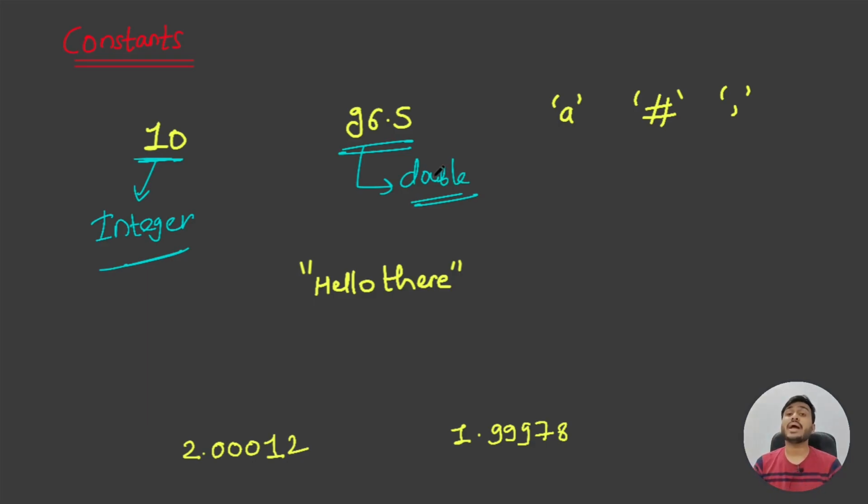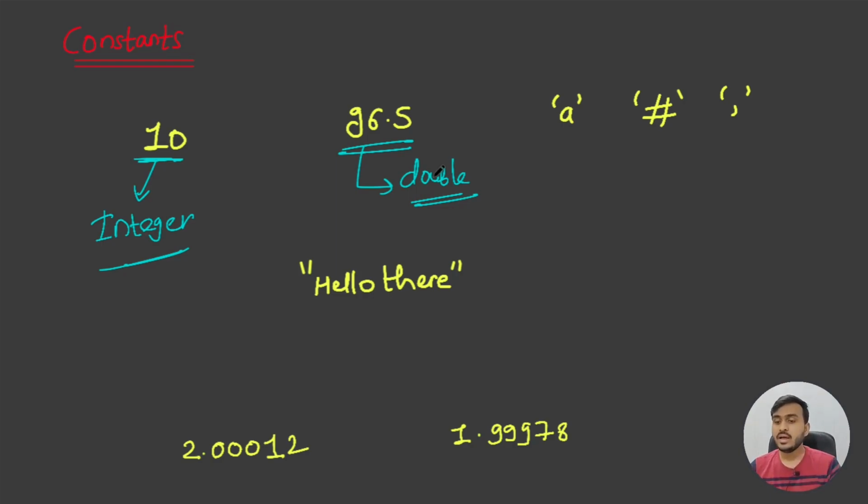Okay, now you might be having this question in your mind, why it is double, why not float? So I'm going to come to this point shortly, but right now just understand data type of 96.5 is double, it's not float. Okay, or I'm not saying that data type of 96.5 can be either double or float. It's compulsory double, it's not going to be float.